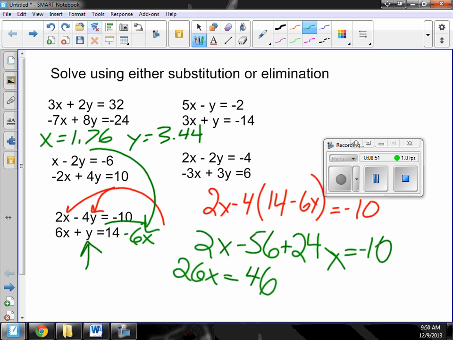So that's everything you need to do the substitution and the elimination worksheet. And we are going to move on to more difficult substitutions and eliminations, but we're going to do something else first. This.